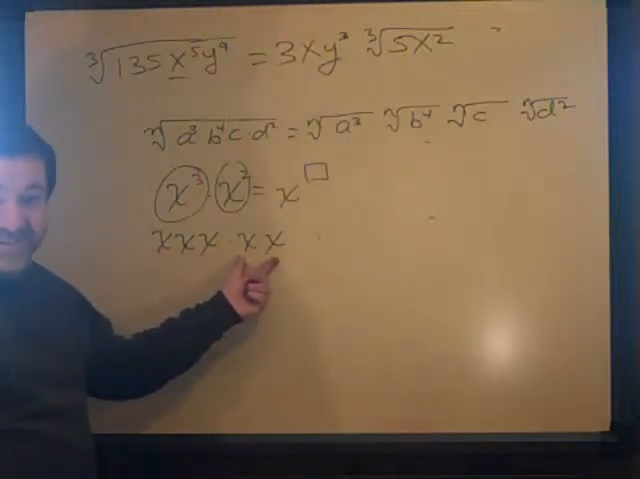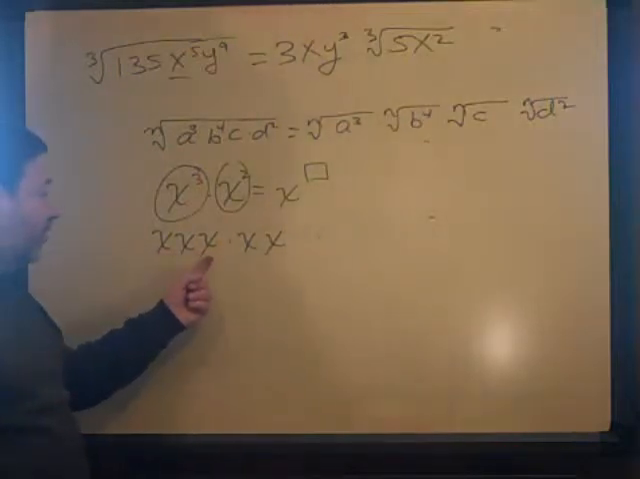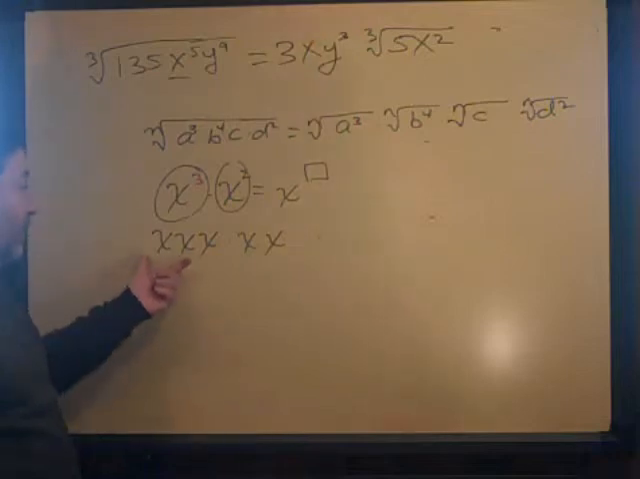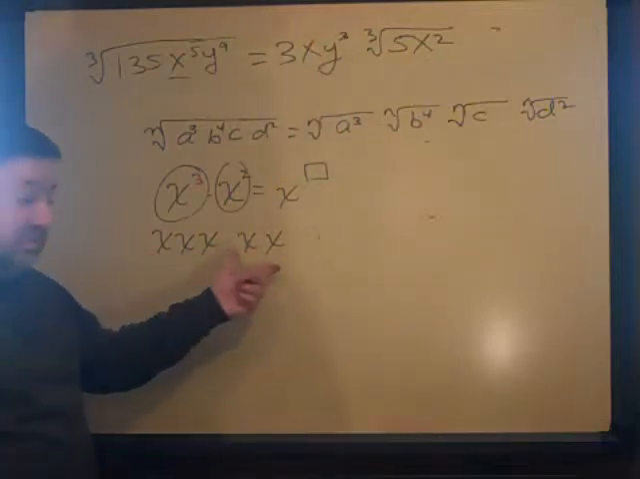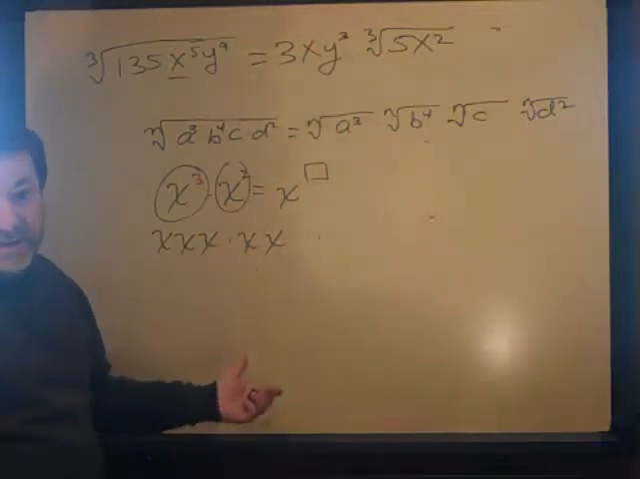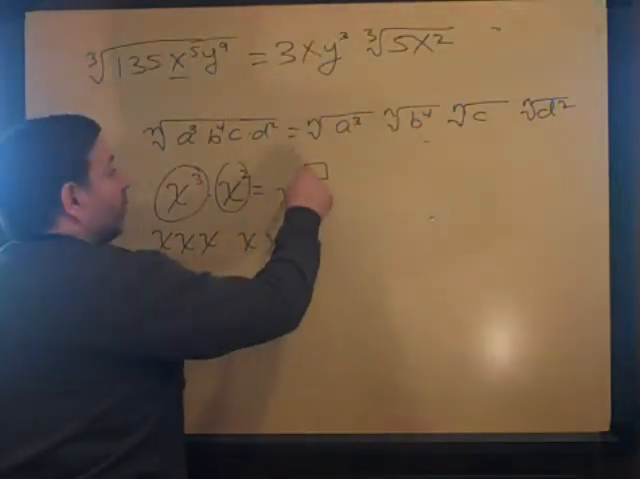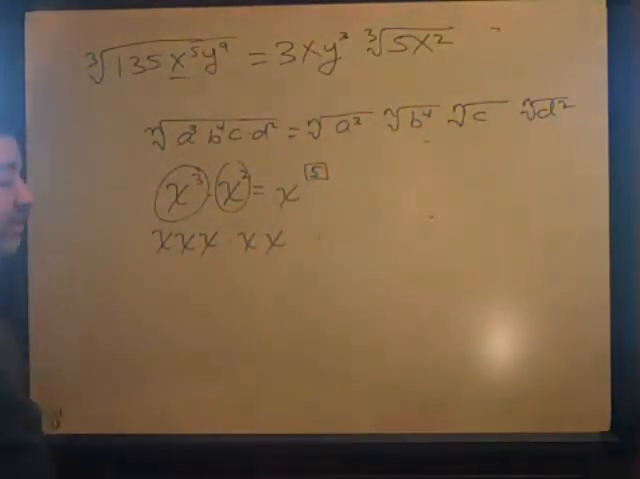3 plus 2 is 5. You want to go 1, 2, 3, 4, 5, go for it, but it's still 3 plus 2. You have 3 here and 2 there. You have 5 altogether. You add the exponents.